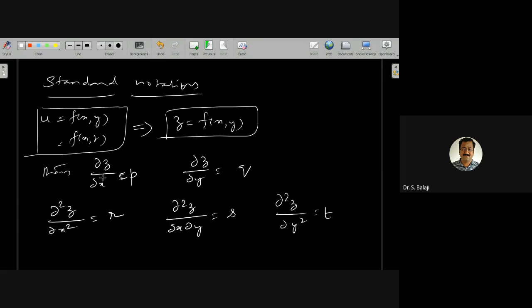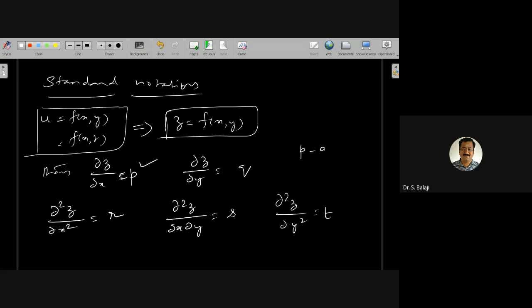Therefore, these are the standard notations we can use throughout the concept. p represents dou z by dou x, the first order derivative with respect to x. The first order derivative with respect to y means q. The second order derivative with respect to x is r, with both x and y is s, and with respect to y is t. In that manner we can use them.